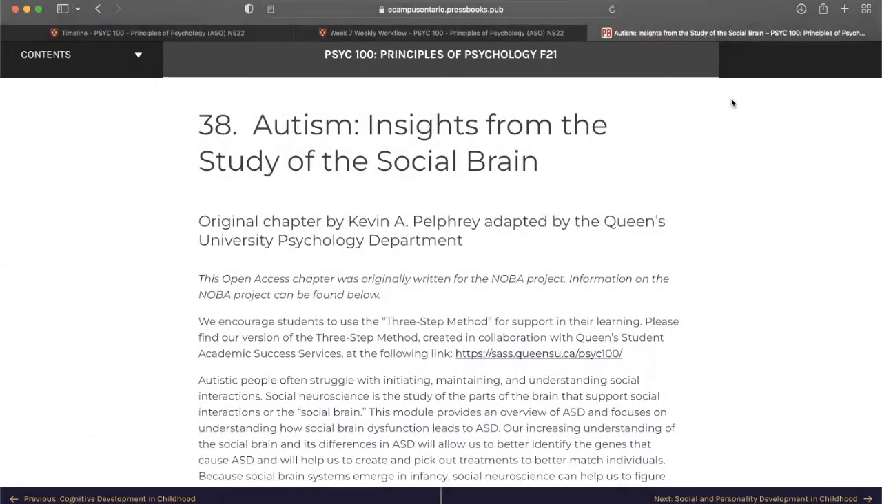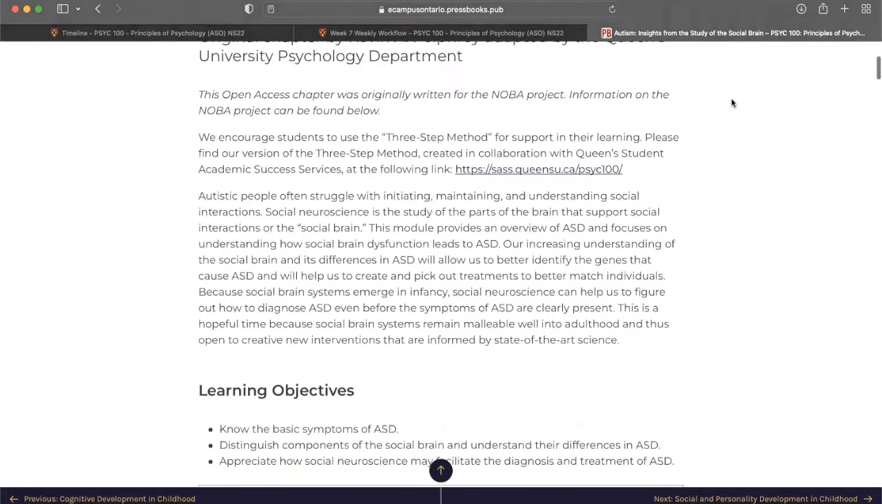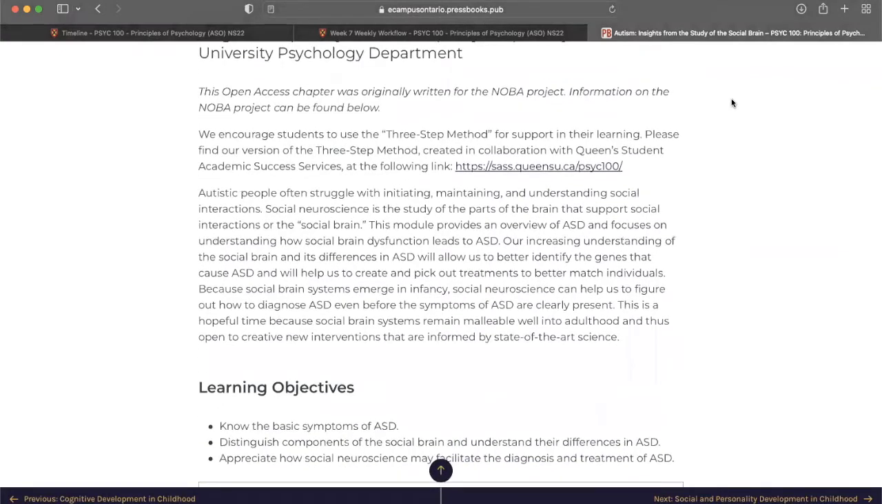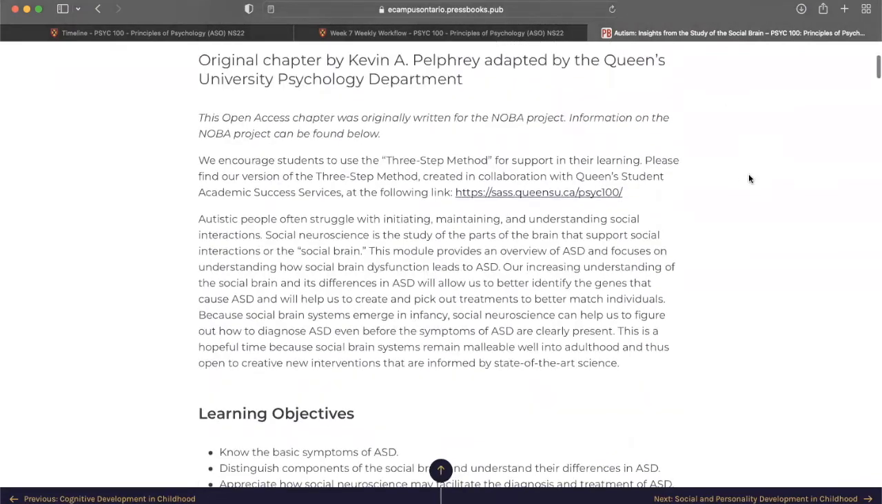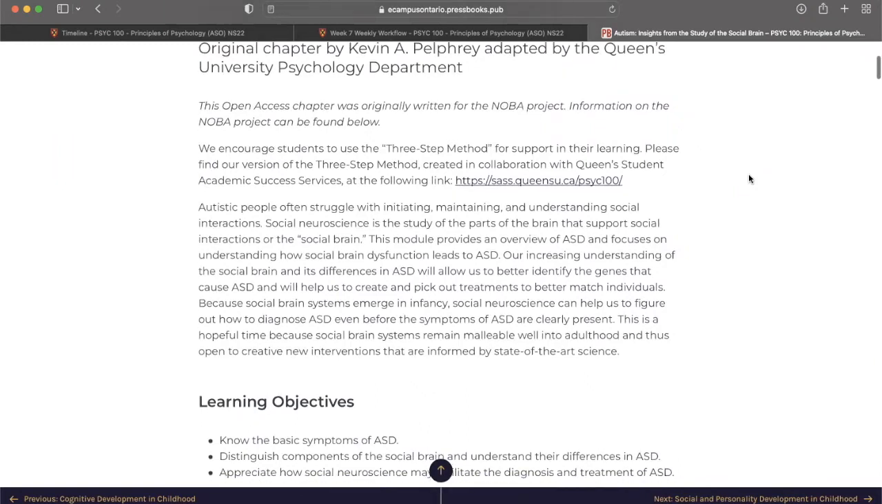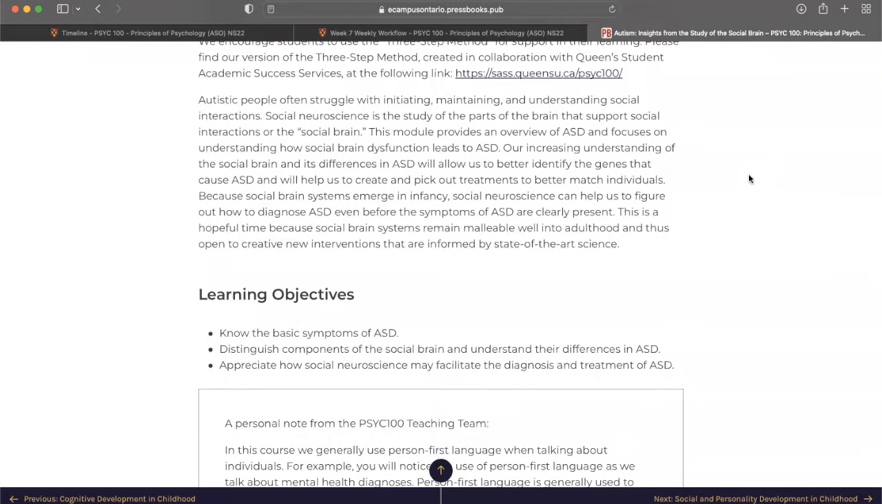Autism: Insights from the Study of the Social Brain. Autistic people often struggle with initiating, maintaining, and understanding social interactions. Social neuroscience is the study of the parts of the brain that support social interactions, or the social brain. This module provides an overview of ASD and focuses on understanding how social brain dysfunction leads to ASD. Our increasing understanding of the social brain and its differences in ASD will allow us to better identify the genes that cause ASD and will help us to create and pick out treatments to better match individuals.